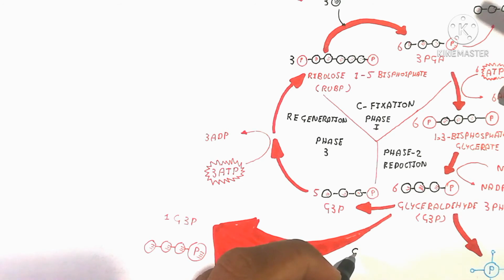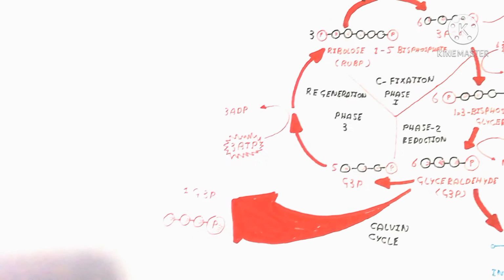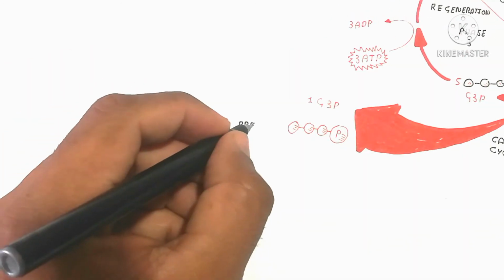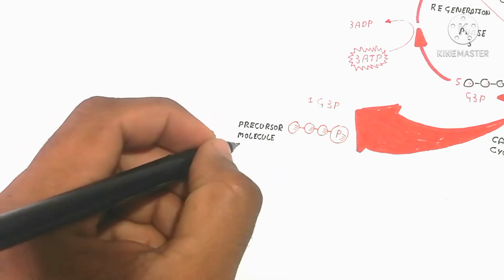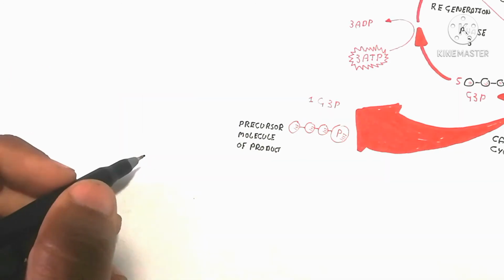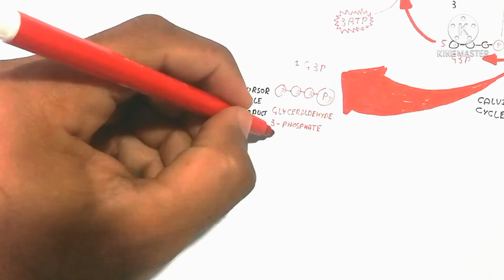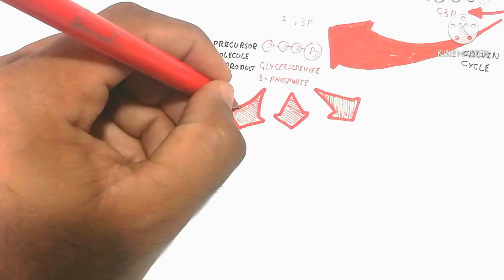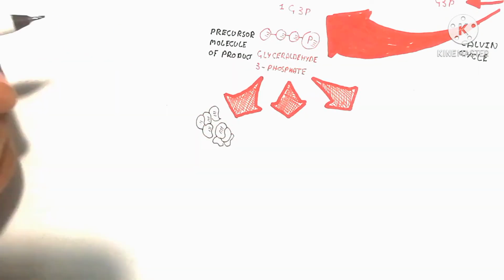Now we will discuss step by step what happens after the Calvin cycle is done and the glyceraldehyde 3-phosphate is separated. Two molecules of glyceraldehyde 3-phosphate are used to make one molecule of glucose, which has 6 carbons. So the 3-carbon precursor molecule is glyceraldehyde 3-phosphate. These molecules will be used differently in the synthesis of products.